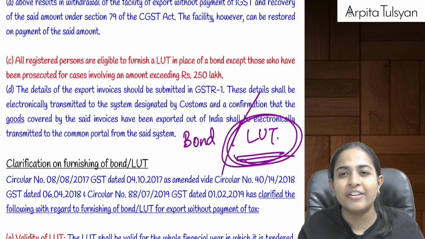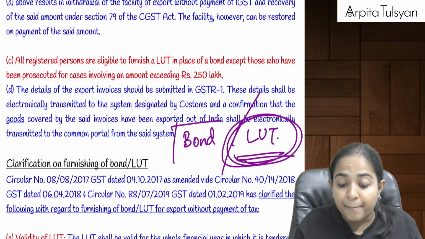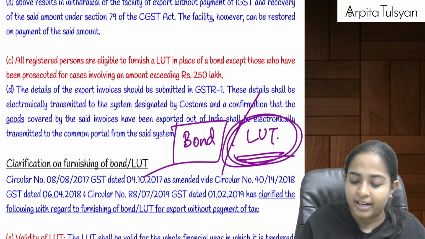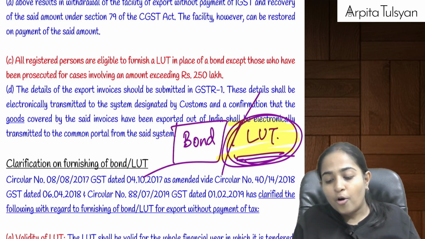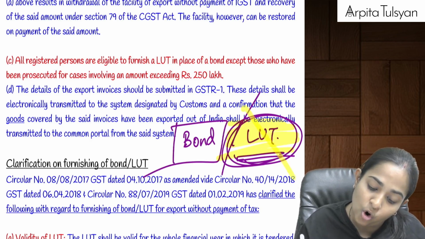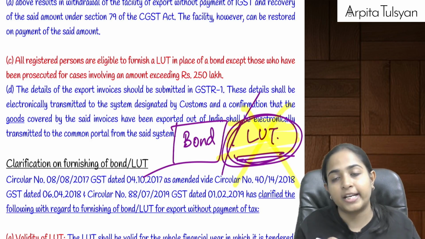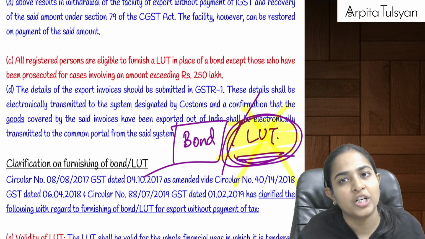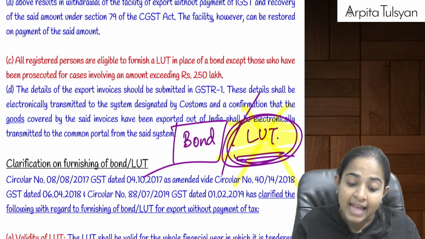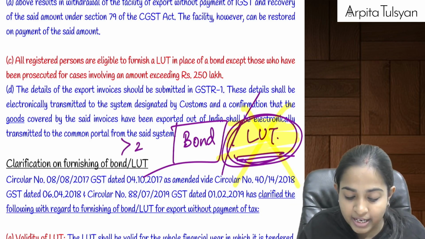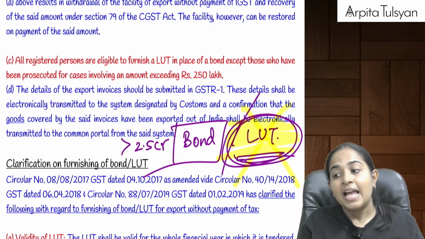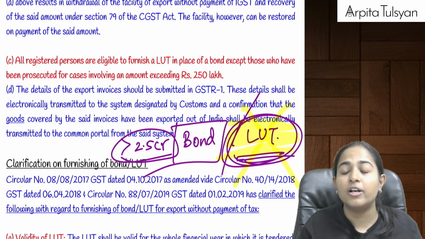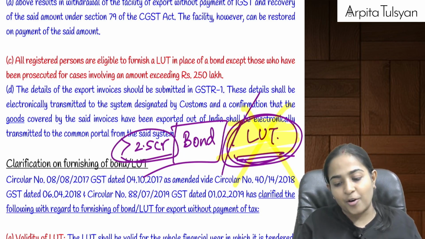So here you don't have to give any bank guarantee or any of those things. But in case of bond, so everyone tries to submit LUT only. But there are some people who are not allowed to authorize LUT. Who are those persons? If there is any person against whom a prosecution case is going on under GST and the amount involved is more than 2.5 crore, means there is a case going on against that particular person and the amount involved is more than 2.5 crore, then we cannot rely on your LUT.